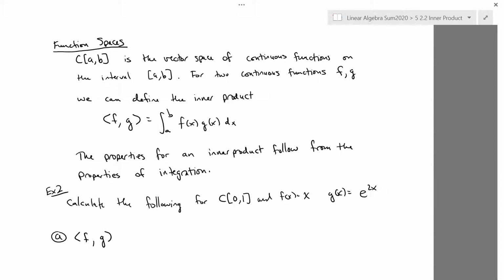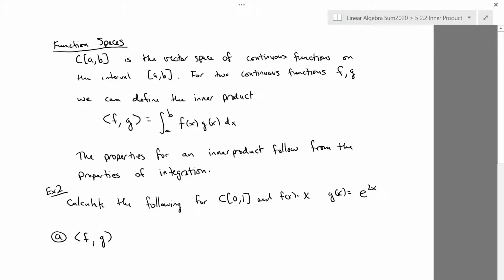In this example, we'll look at an inner product defined for a function space. So the vector space C[a,b] is the vector space of continuous functions on the closed interval [a,b]. So if you remember, this vector space of functions is infinite dimensional. And so when we define the inner product, we have to be a little bit careful, right? Because the inner product of two vectors, when you calculate it, should be a finite real number.